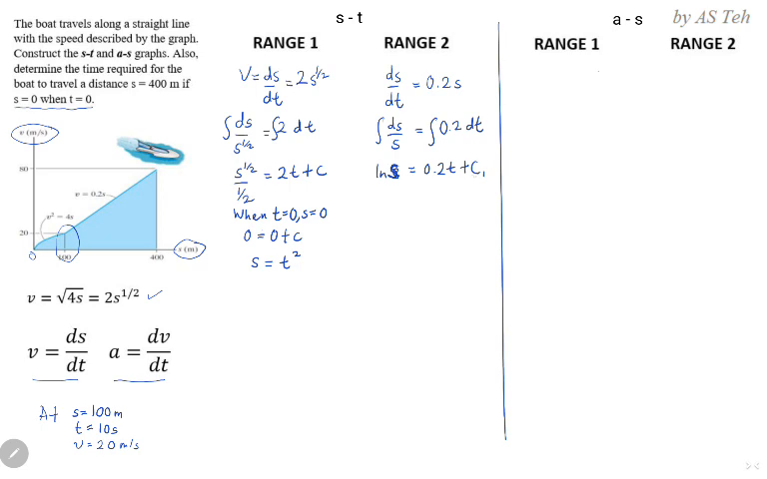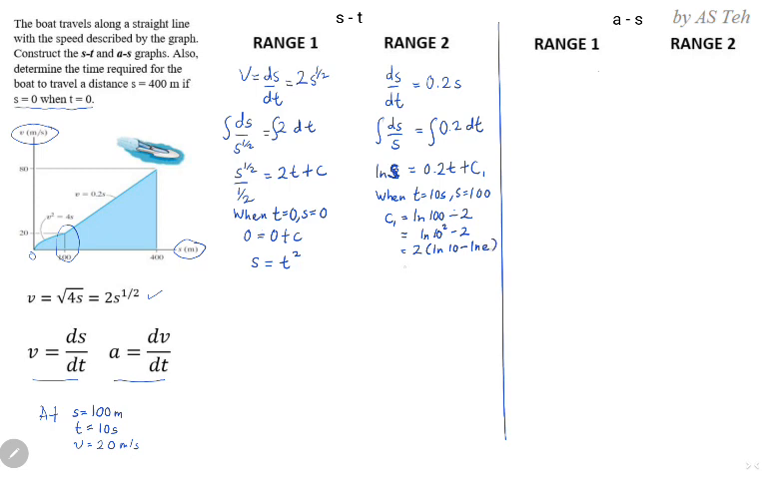So we can find this c1 by using the initial conditions mentioned there. So when t equals 10 seconds, I have s equals 100. Therefore c1 is equal to log to the base e of 100 minus 0.2 times 10 seconds, which will be 2. So I can rewrite this as log of 10 to the power of 2 minus 2. And if you know your logarithms, I can bring out the 2. Log 10 minus, I can treat 1 as log e.